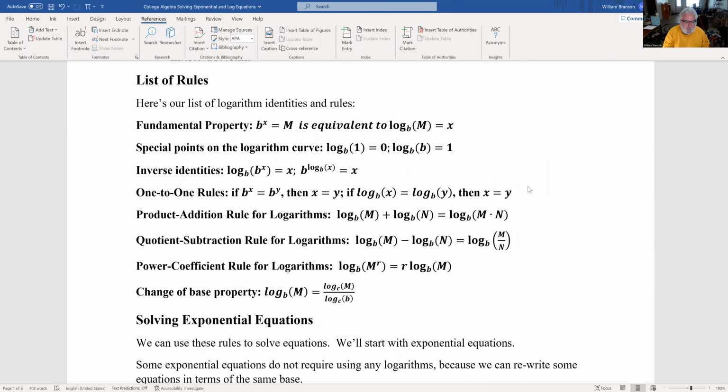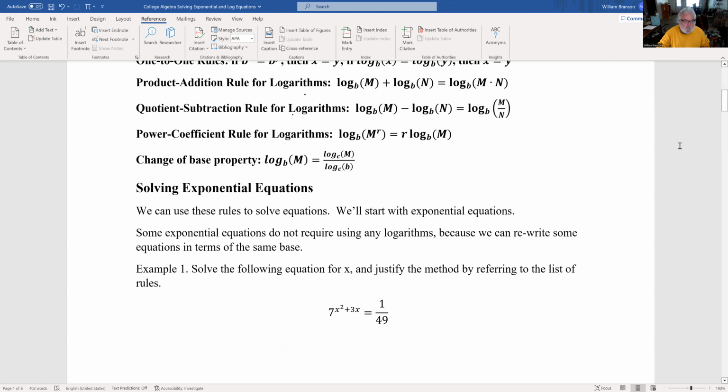The fundamental property is this. Log of 1 is 0, log of the base is 1, inverse identities, one-to-one rules, product addition rule, quotient subtraction, power coefficient, change of base property.